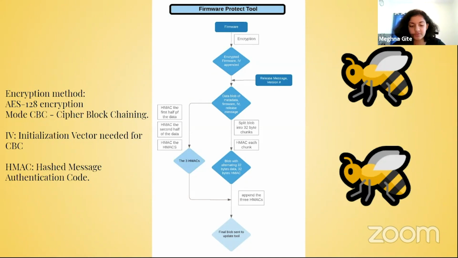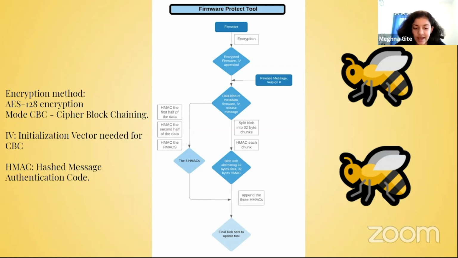First, the actual firmware is encrypted to preserve confidentiality. Without the secret key to decrypt, it's very hard to understand. A public initialization vector, or IV, which is also used for encryption and decryption, is appended to the end of that. So after, a large data blob is made, consisting of the version number, firmware length, encrypted firmware, and release message. The size and version number is called the metadata because it's data about the data.